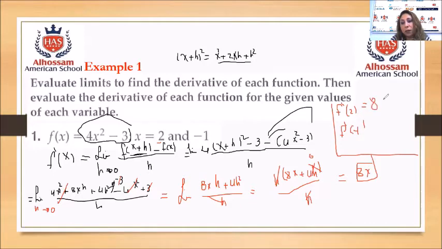So here 8 times 2, I have 16. And the next one, replace by negative 1. So 8 times negative 1, I have negative 8. And this will be the final answer of the question. Here is the longest way to find the derivative. Okay? Please take a screenshot of this one, please.